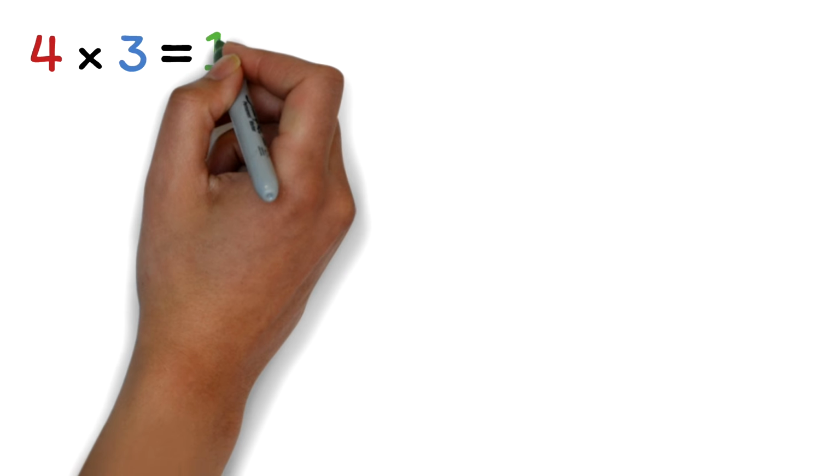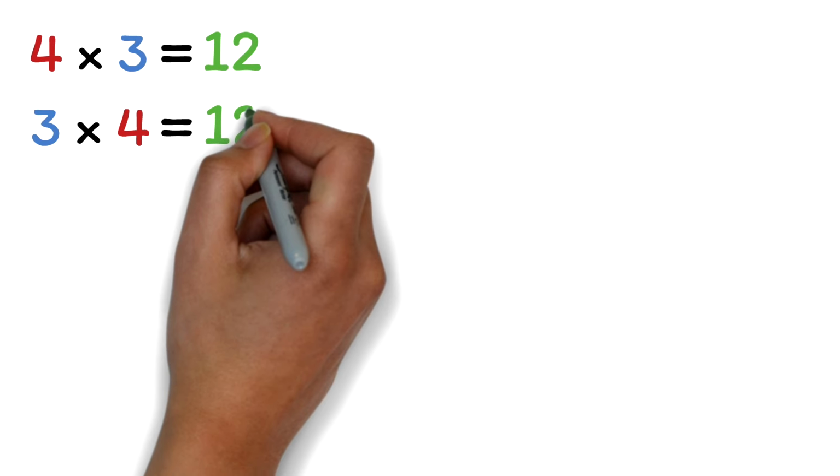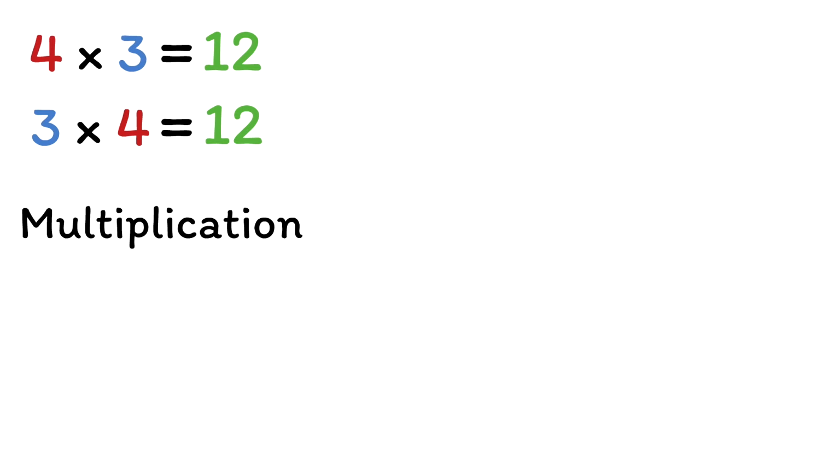Let's continue. Let's say we have 4 times 3. If we solve this, we will get 12. Now let's swap the positions of the 4 and the 3. Again, if we solve this, we will still get 12. So the commutative property works for multiplication.